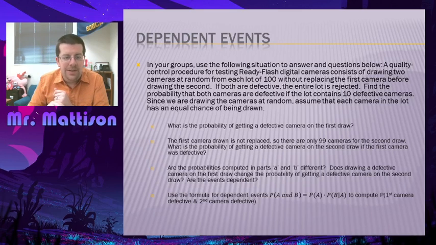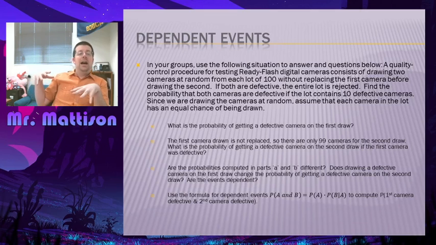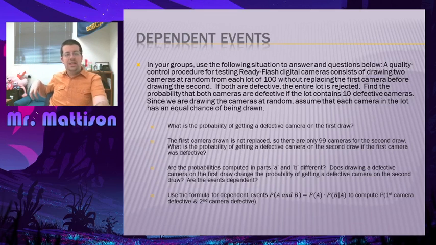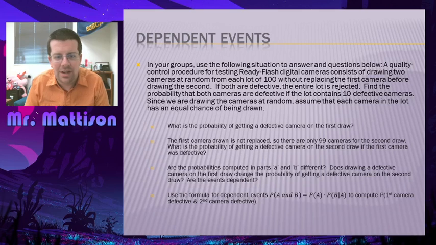Does drawing a defective camera on the first draw change the probability of getting a defective camera on the second draw? Are the events dependent? So let's say I did not draw a defective camera on my first draw. Right now there's 10 out of those 99 which are a problem. So now my chance of getting a defective on my second draw is 10 out of 99, not 9 out of 99. So since that does change the probability, it is dependent, right? That's the big thing which we're trying to showcase here.